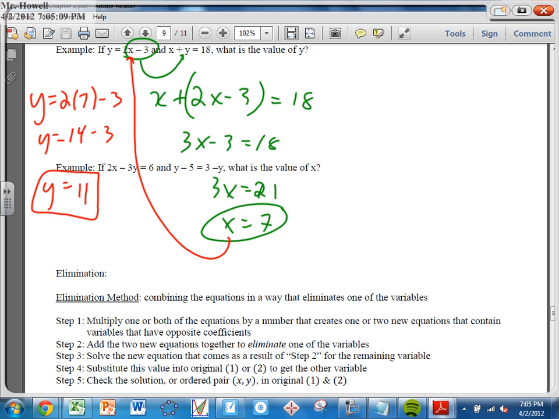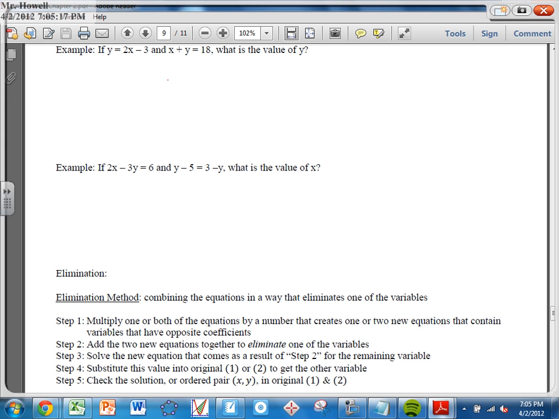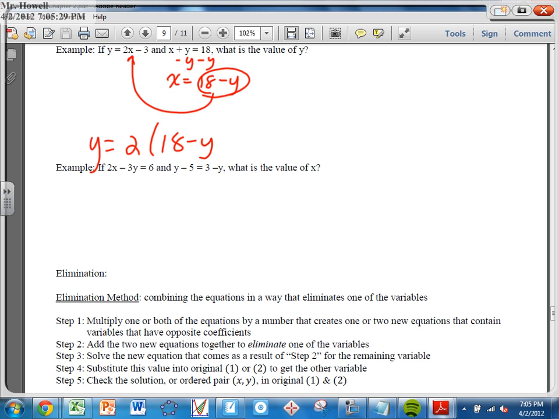But what I really encourage you to do is to think about what you're actually being asked. The problem asks for y, so try and eliminate x. So what I would do actually here is this. I would solve for x here. I would subtract y. I would get x equals 18 minus y. Then I would take 18 minus y and plug it in up there, which would yield y equals 2, parentheses, 18 minus y, minus 3.